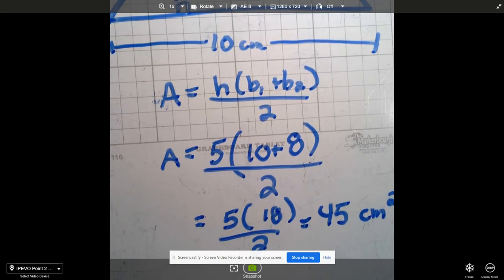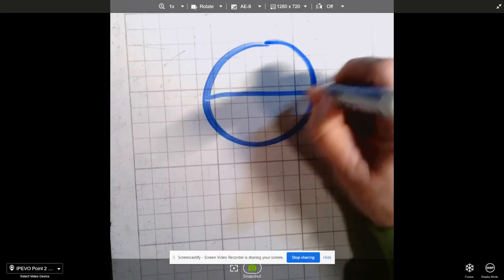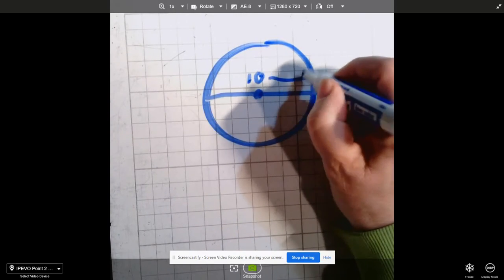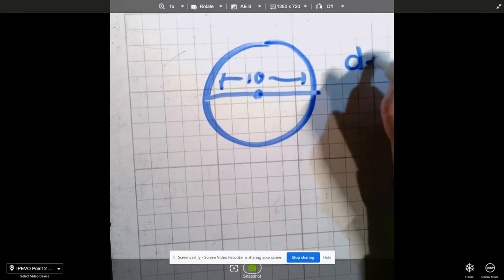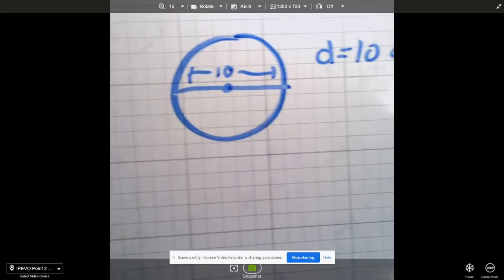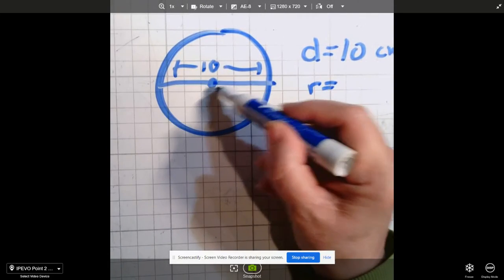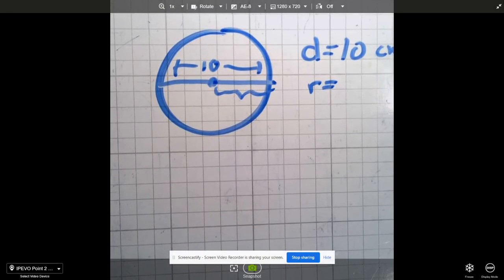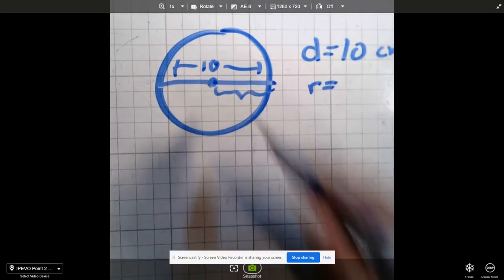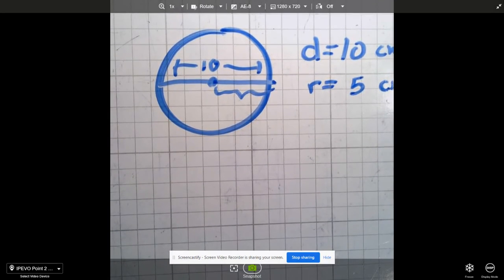And number 12 says find the area and circumference of the circle. And it says to use 3.14 for pi. So it gives you the circle. And it gives you this here is 10. So they give you the diameter is 10 centimeters. But if you remember, your formulas are using the radius. So the radius is only this piece, or the other side, it doesn't matter. But if this is 10, then your radius would be 5 centimeters. So your radius is always half of your diameter.